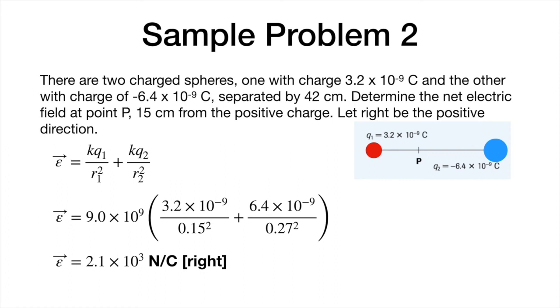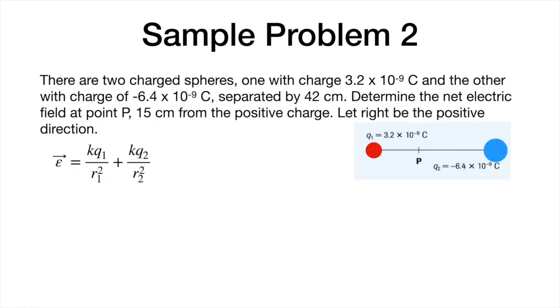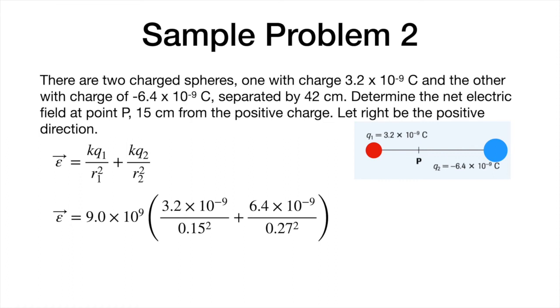Now again, if I just go back a second, there we go. Everything is adding together because both of the electric fields, the electric field from the red charge and the electric field from the blue charge, are both pointing to the right. Now, what if they weren't?